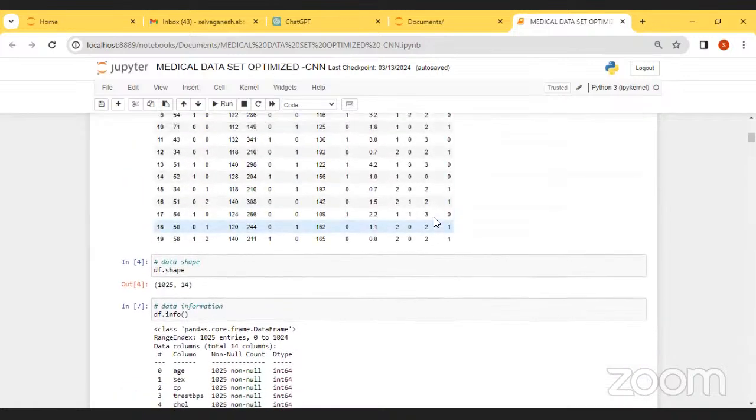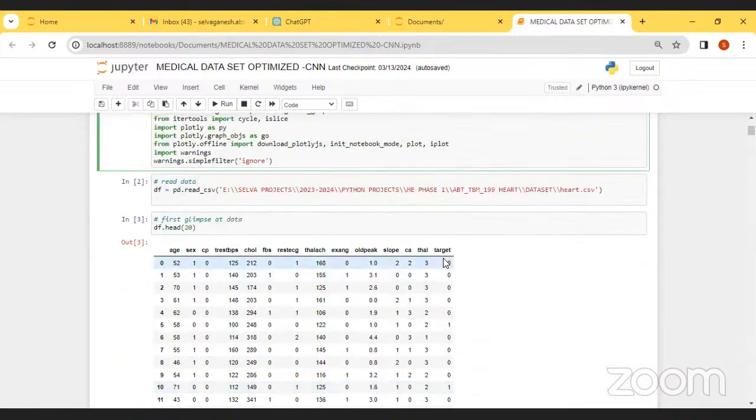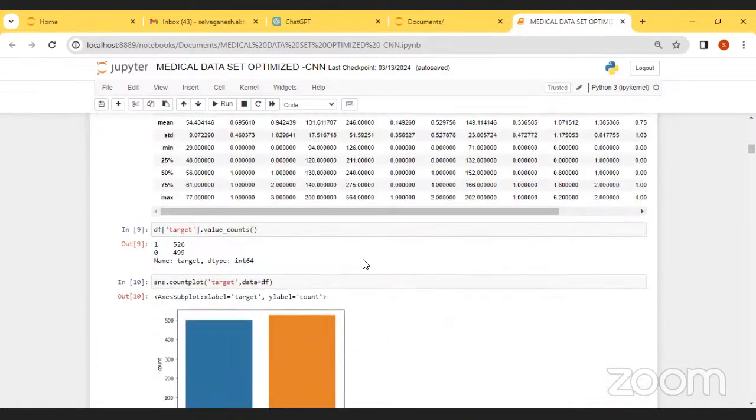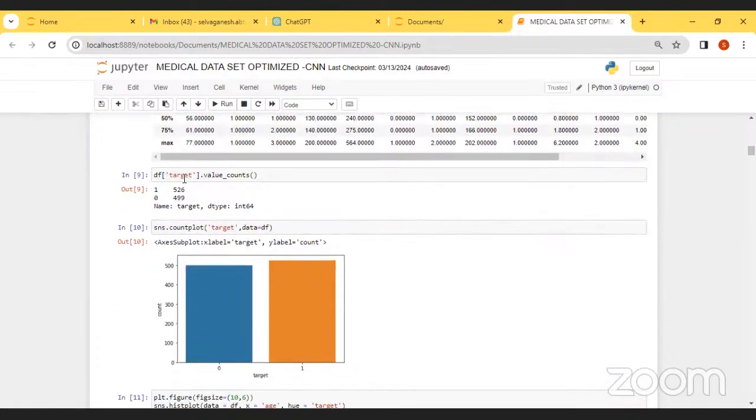The target value will only predict whether a man has heart disease or not. So if we give the target, this syntax will finalize it. Here the total number of data is 1024. Out of 1024, the targeted values are 526 who have heart disease. The remaining 499 have no heart disease.